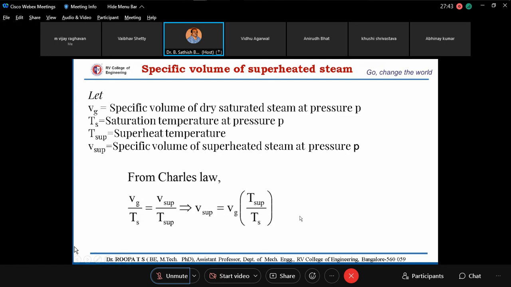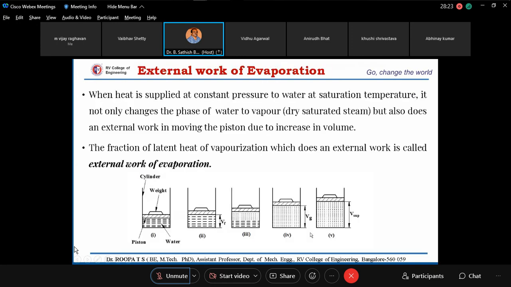All these things are just for your understanding, just for definition. So what are the different properties of the steam? No derivations are involved in it, so you can just go through these equations. From this Charles law, we can arrive at V superheated, that is the volume of the superheated steam. You take this V superheated, which is in the numerator, into consideration, so T superheated will go to the other side. So V superheated is equal to Vg into T superheated divided by T saturated. This is the property.